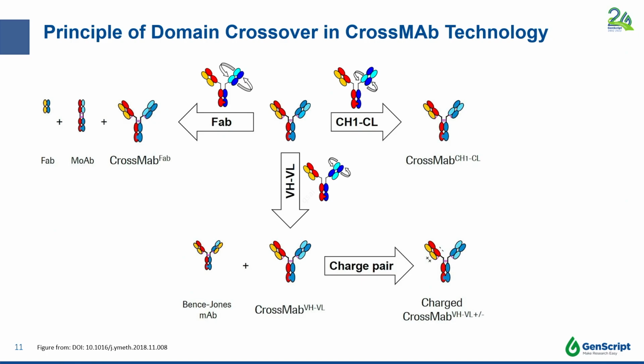In terms of the VH-VL crossover, what is potentially made is this Bence-Jones-like mAb. But in order to push the equilibrium towards the correct product, charge pairing is introduced. So you can introduce positive amino acids on one of the Fabs and negatively charged ones on the other, to ensure that the majority of the product is this charged cross-mAb.